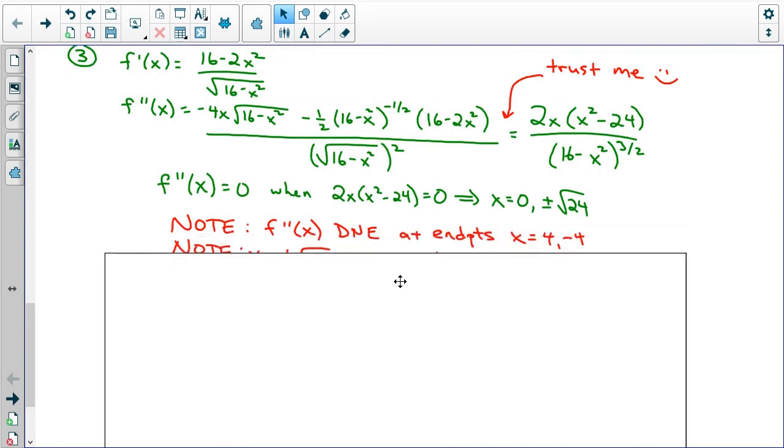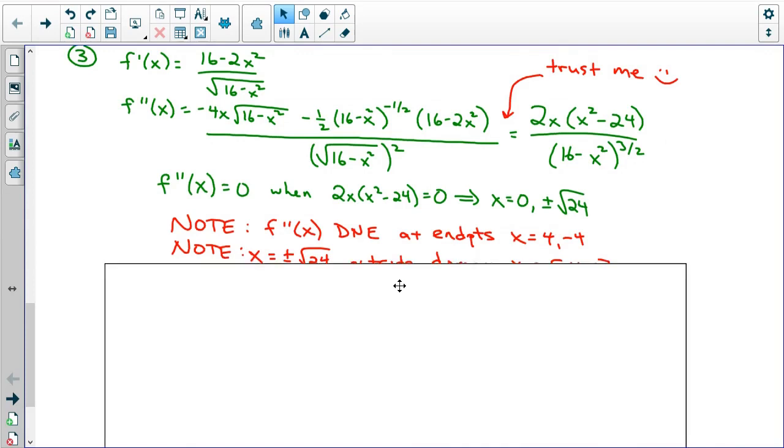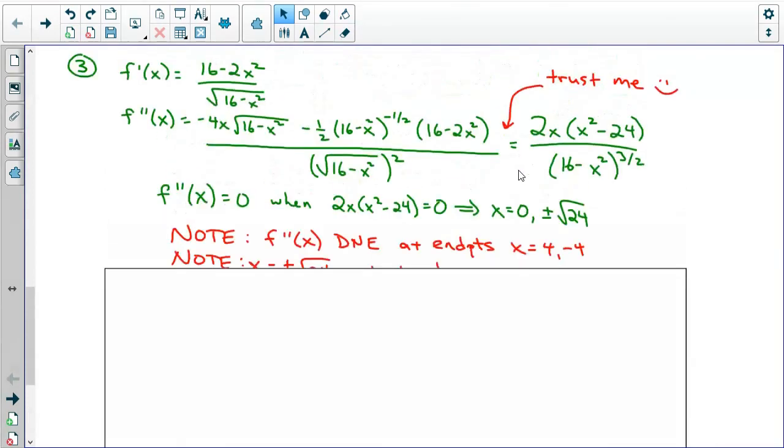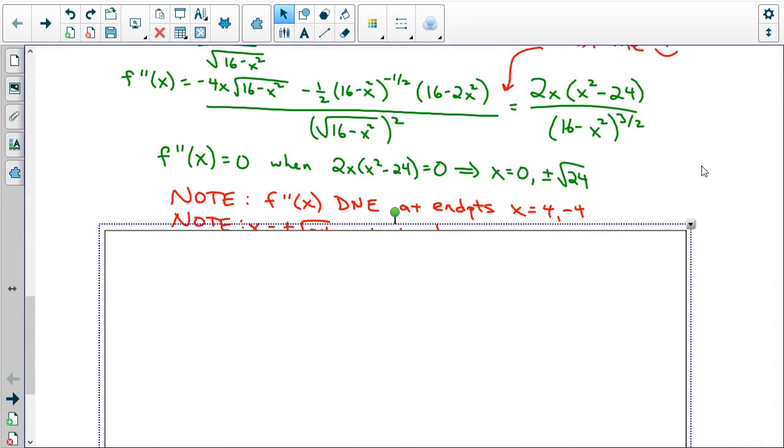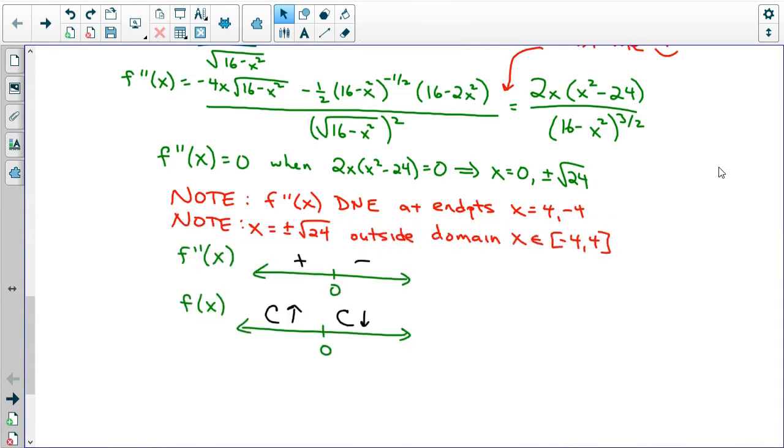The second derivative equals 0 when the numerator equals 0, so that occurs at 0 and plus or minus root 24. Notice that f double prime does not exist at the endpoints, and the same situation applies for f double prime as f prime earlier in the problem. Also note that x equals plus or minus root 24 is outside of our original domain of the function, so I don't even have to really worry about this part.